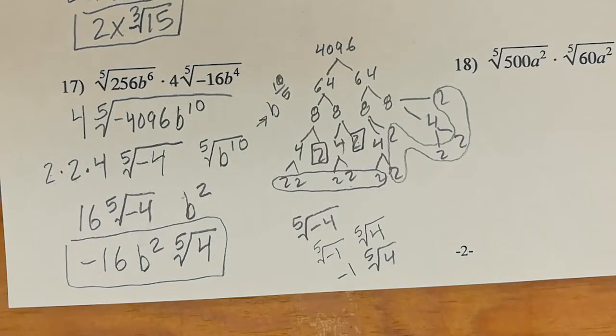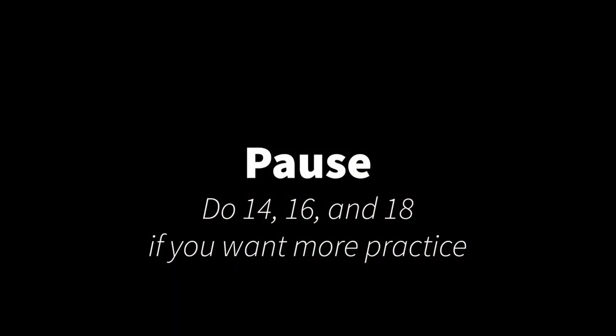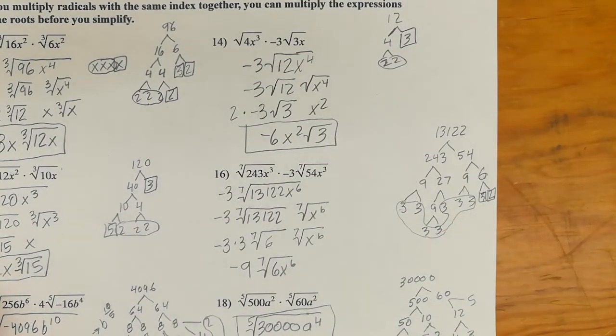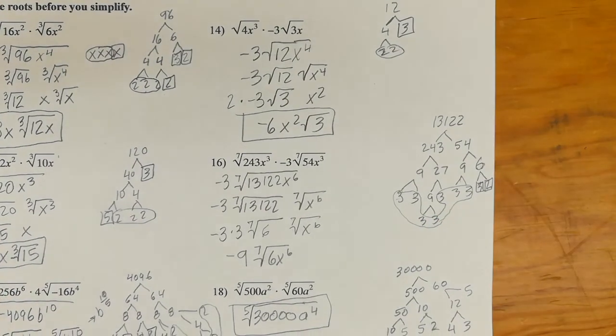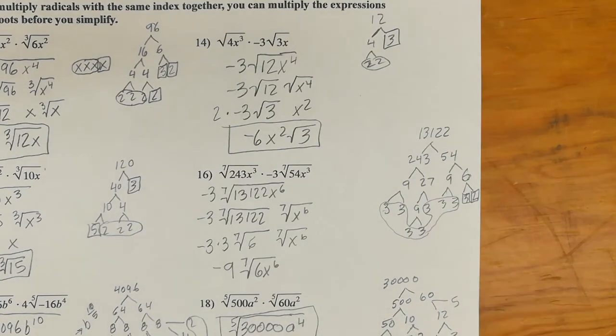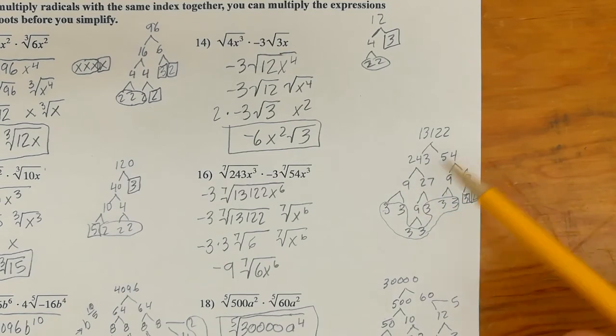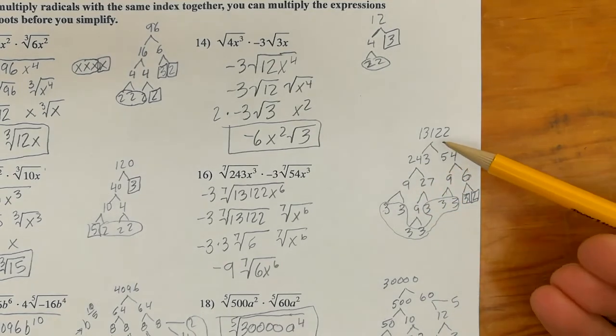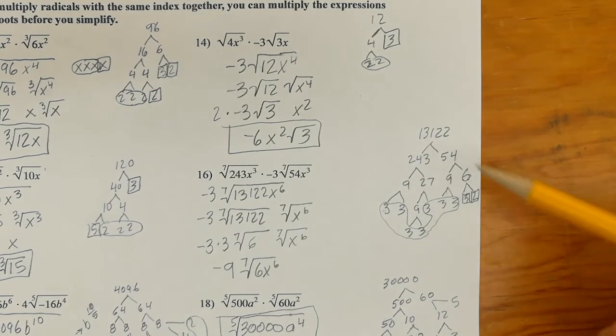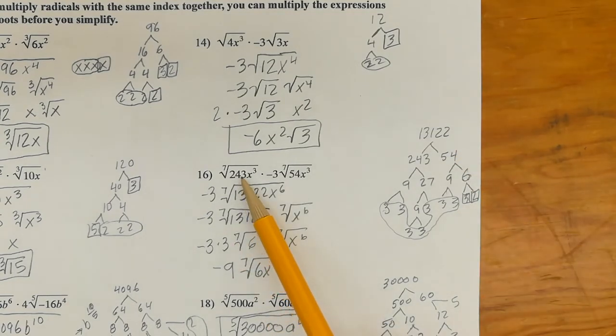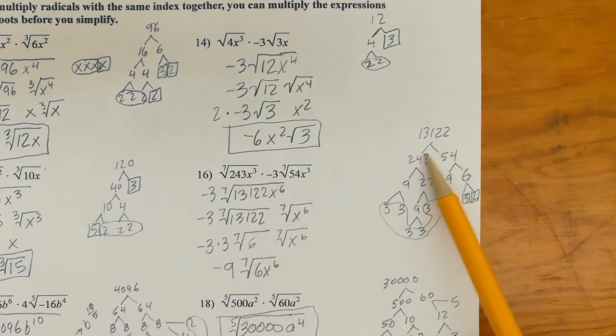If you want some extra practice, go ahead and do 14, 16, and 18, and I'll show the answers afterward. 14 and 16 are here. 16, you had kind of a large number you had to break down, but still the tree isn't that huge. So don't be too intimidated by these bigger numbers. Oh yeah, I just noticed, I got the 13,122 by multiplying these two, so that was my first two numbers that I broke it down into. That kind of helped.